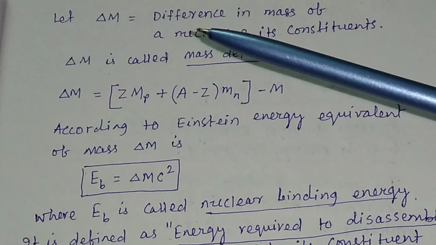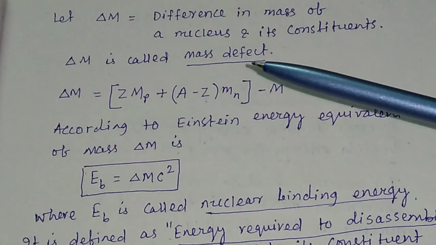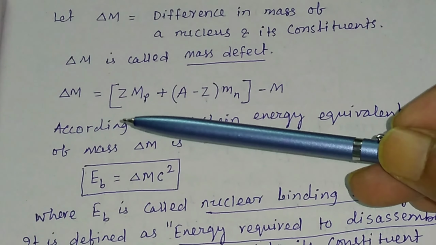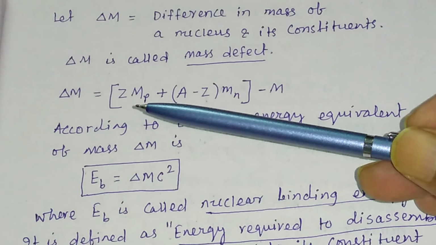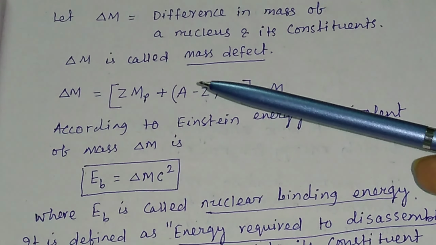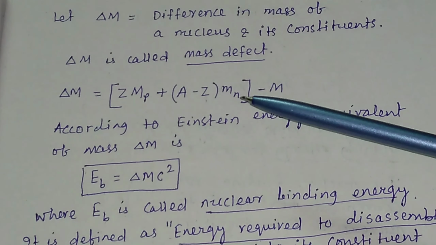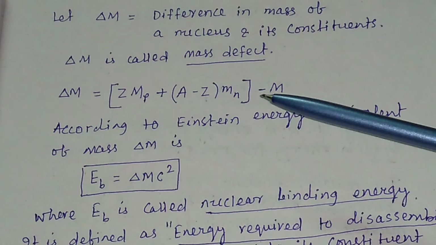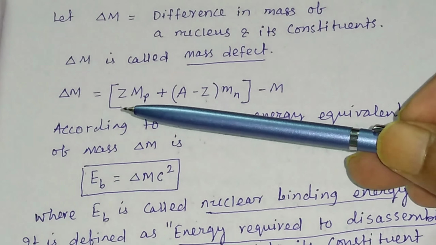Suppose delta m is the difference in mass of a nucleus and its constituents, then delta m is called the mass defect. So how can you mathematically write delta m? Delta m is equal to Z times mp. The mp is the mass of the proton and Z is the atomic number, A is the mass number. So A minus Z will give you the number of neutrons, and the mass of the neutron is mn. So if you write Zmp plus (A minus Z) mn minus M, this will give you the mass defect, that is equal to delta m.